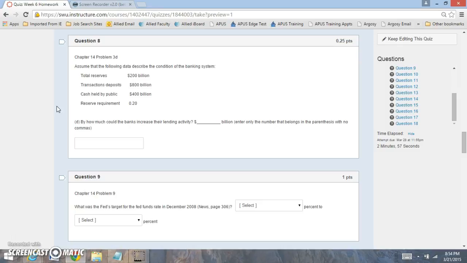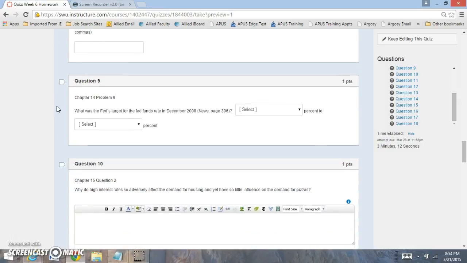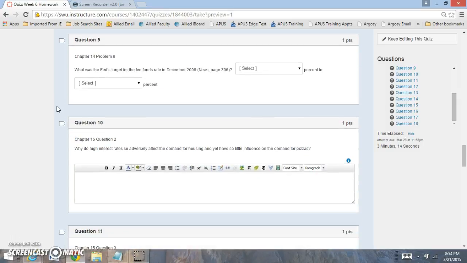Question 8 is looking at the conditions of the banking system. How much could this bank increase its lending? So you want to look at how much lending is possible for the bank. After the money that's held by the bank, how much can they lend out? Question 9 is just looking at an example from page 306 in your book.